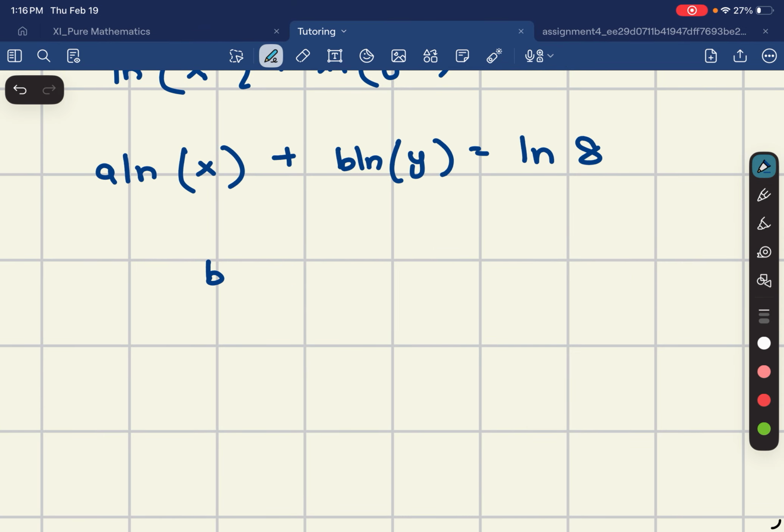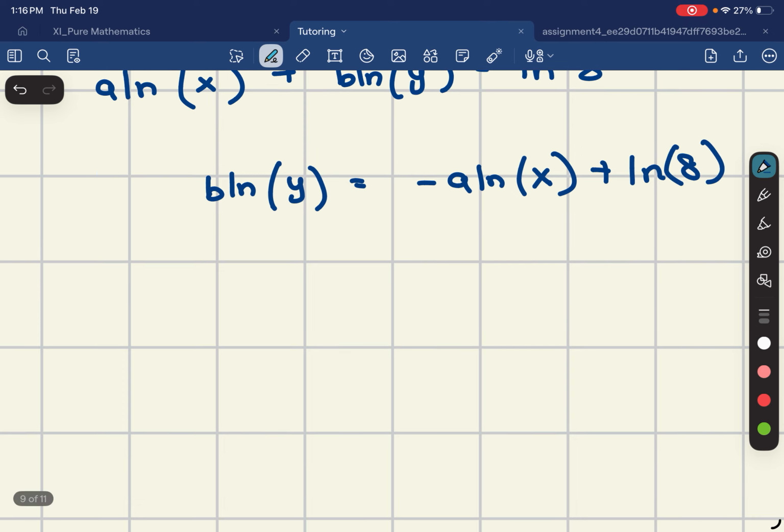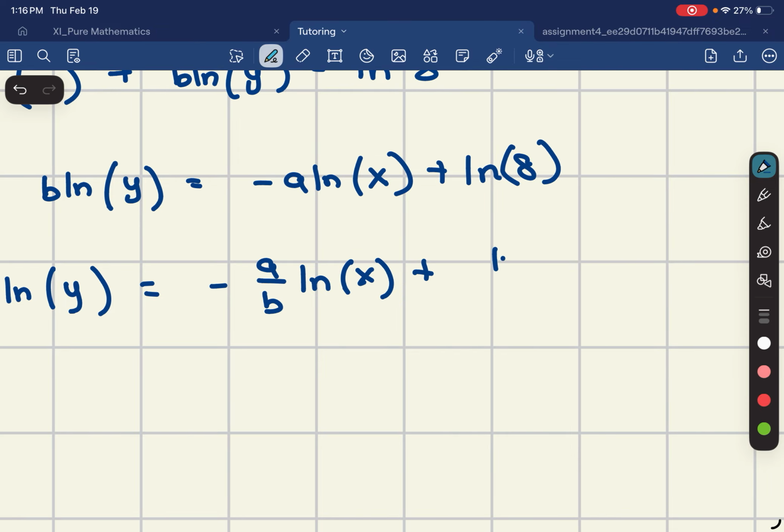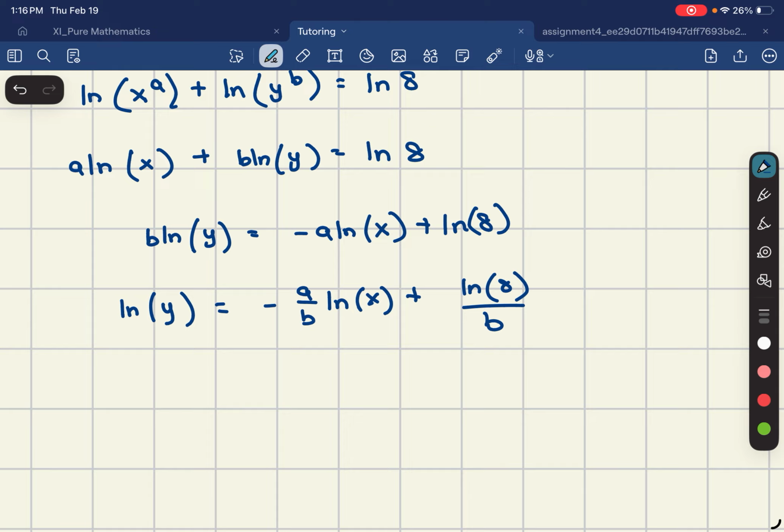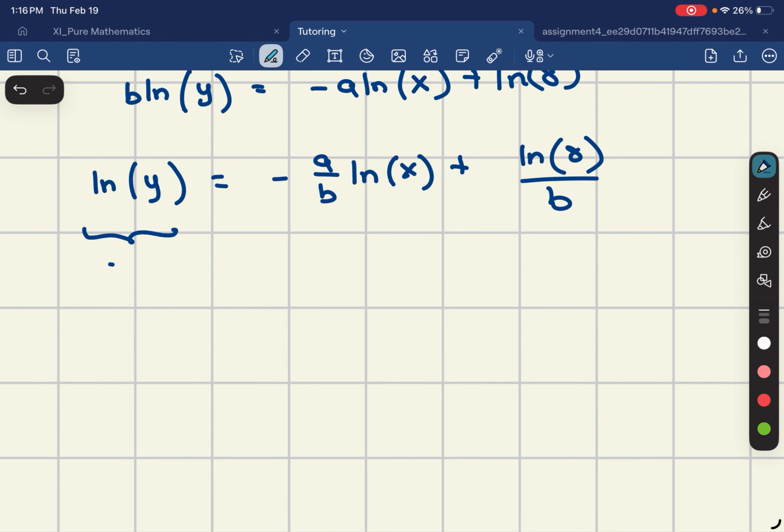And now I want to isolate. So I can write b ln y is equal to minus a ln x when I subtract a ln x from both sides. So this adds to 0, and I have minus a ln x plus ln 8 on this side. And finally, I have ln y is equal to minus a over b ln x plus ln 8 over b. So now, this is going to be my capital Y. Minus a by b is going to be my m. This is going to be my x. And ln 8 divided by b is going to be my c.